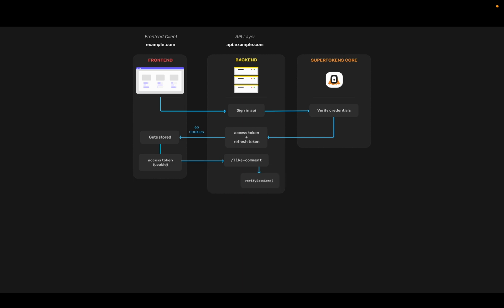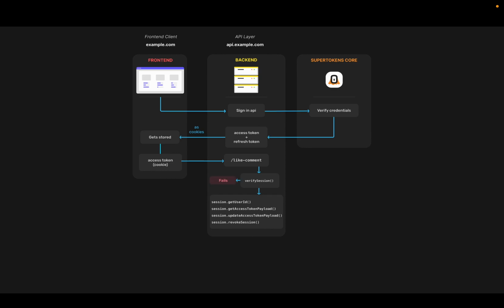Using the verify session function, you can verify the access token. And if the access token is valid, we give you a session object containing information about who's logged in. So you can get the user ID information, you can get the access token payload, or even update it or revoke the session, amongst other things.